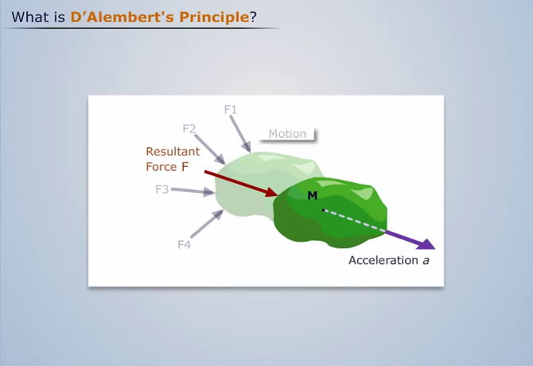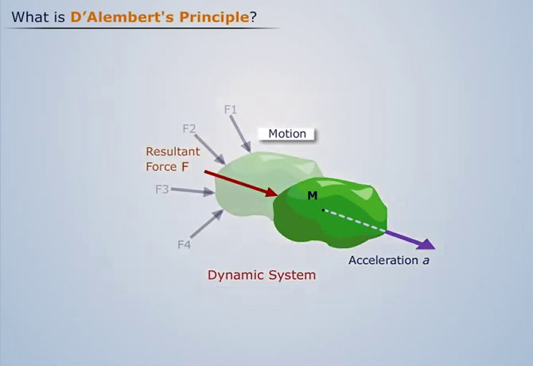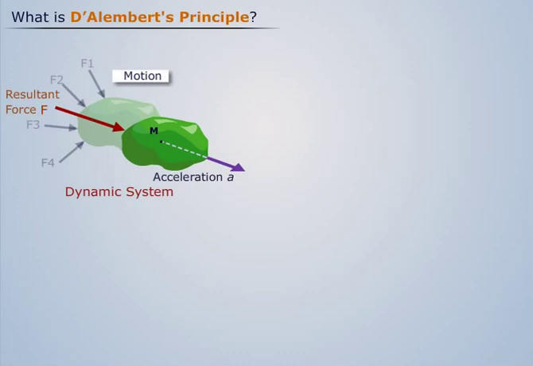As this object is in motion, we know that it is a dynamic system. And analyzing such a dynamic system is a bit complicated. So to make the task easier, scientist D'Alembert came up with the principle known as D'Alembert's principle.